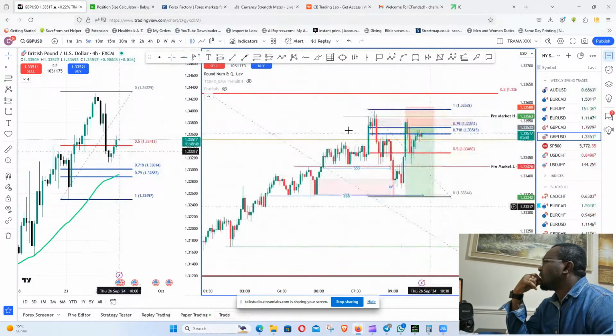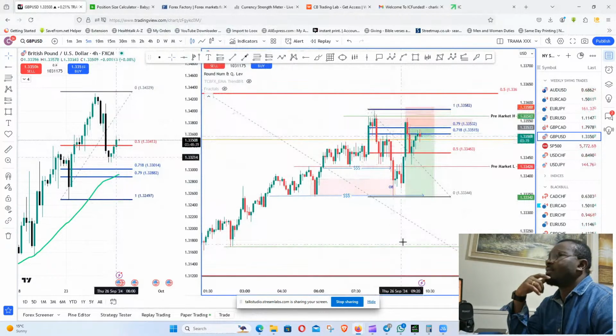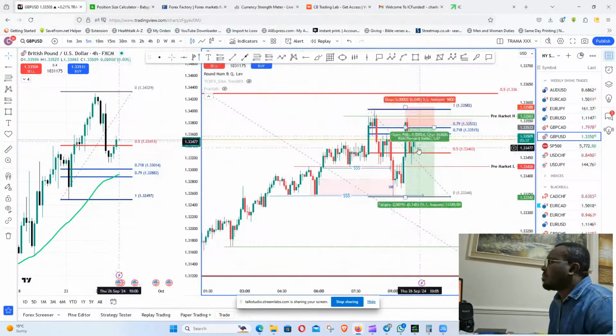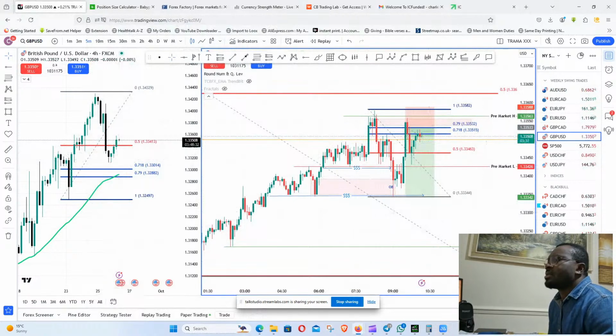And that's why we have a very tight stop loss here anyway. So our stop loss is at this level. If this high is broken, then we're out. That would be it for the day. But if our TP gets hit, congratulations, we go home. That would be it for the day as well.